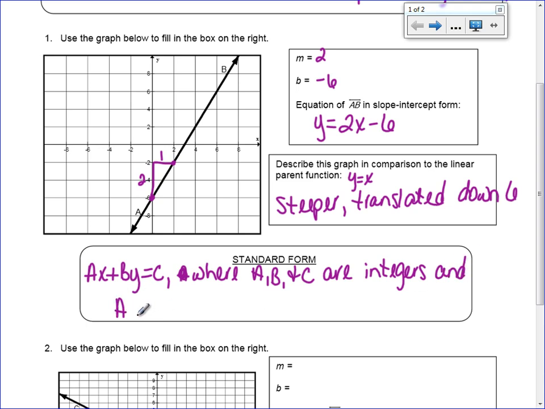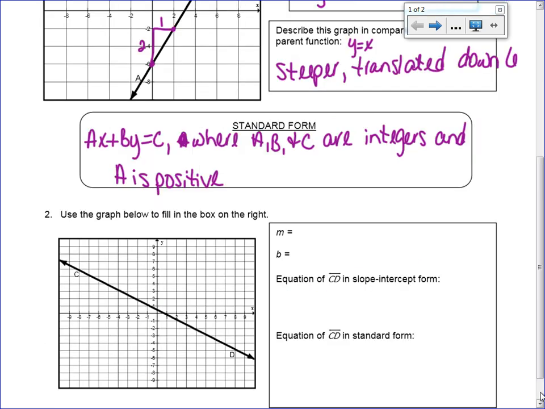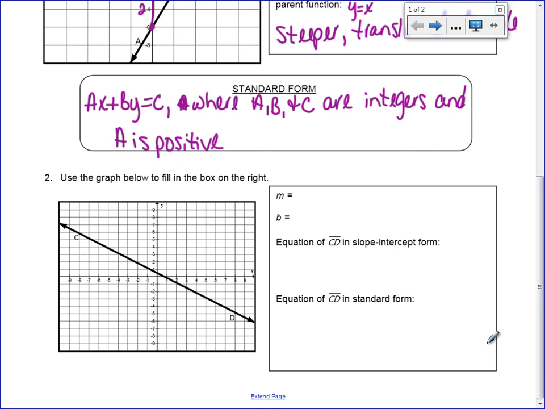And a has to be positive. If it is negative, then it is not in standard form. So a, b, and c are integers, so you should have no fractions in standard form, and a, the number in front of the x, has to be positive. Now when it is in standard form, the number in front of the x is not the slope. It has to be written in slope-intercept form, y equals mx plus b, in order for the slope to be in front of the x. Standard form does not give us a lot of information, but occasionally you are asked to write an equation in standard form, so that's something we're going to practice.